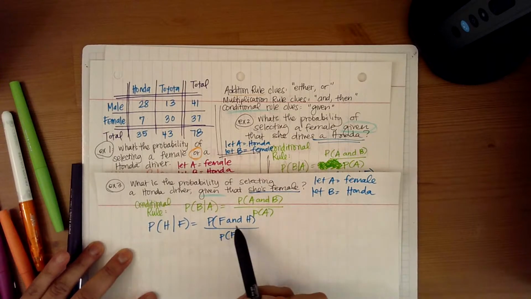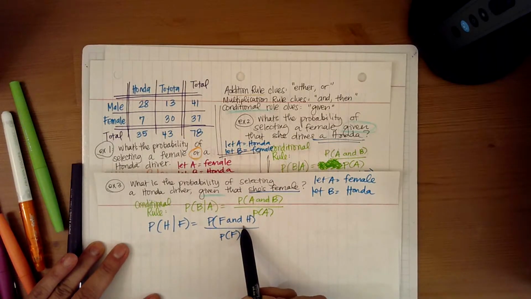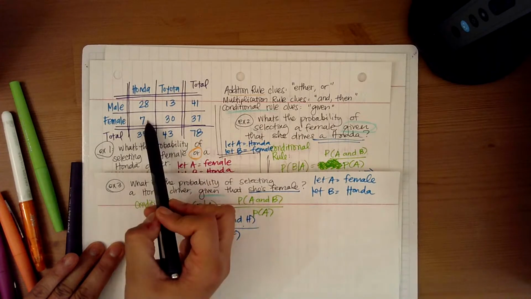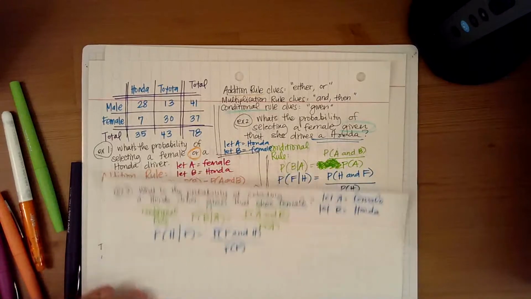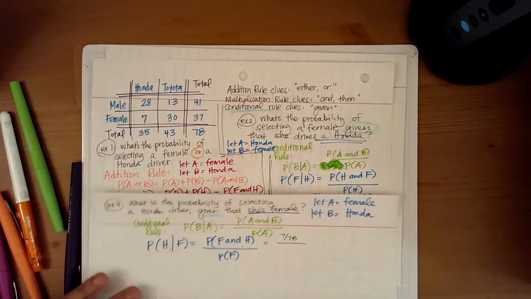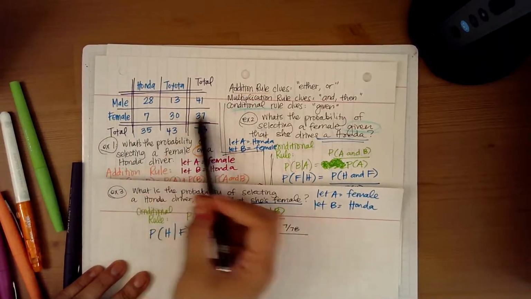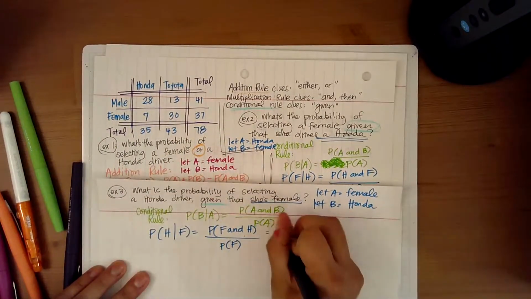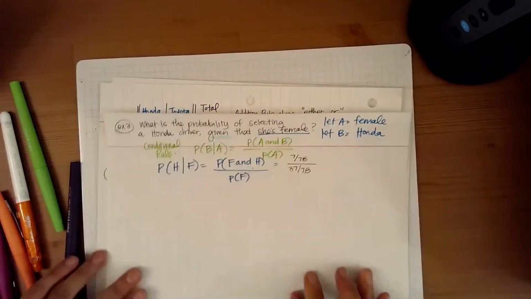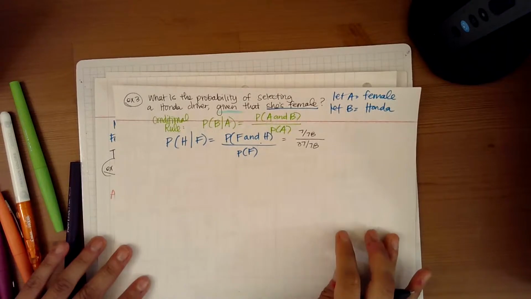So what's the probability of choosing a female who is a Honda driver? Right here, 7 out of 78. So 7 out of 78. And what's the probability of female? Female now, 37 out of 78. Okay, that's all I need now. I can cover that up. I don't want to confuse you anymore.